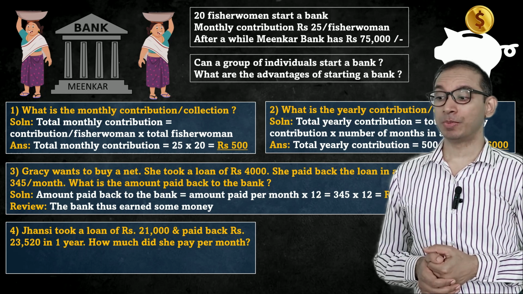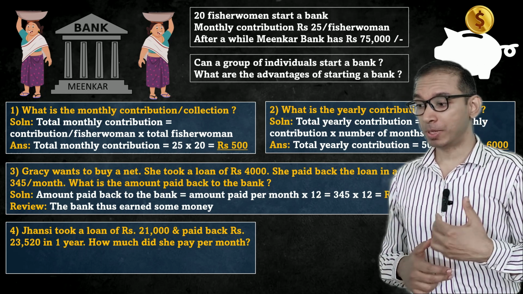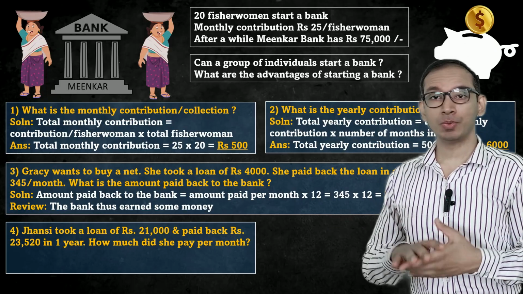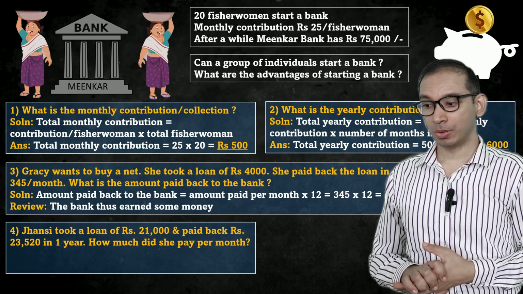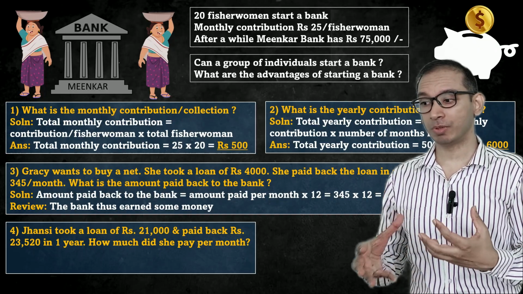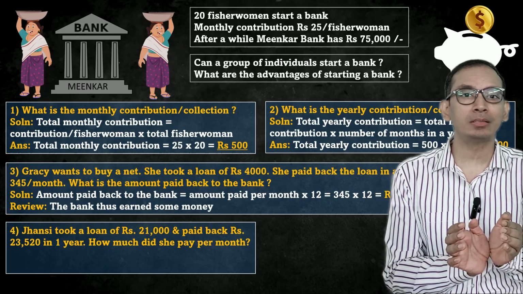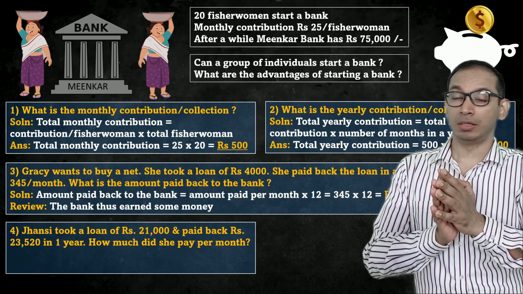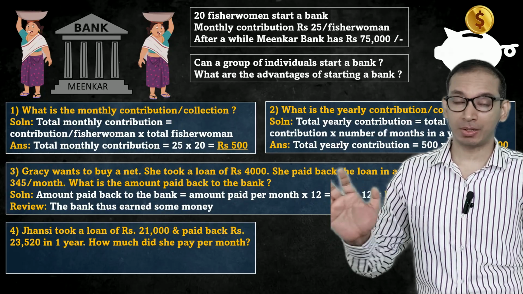Jhansi took a loan of rupees 21,000 now. So now people are taking bigger loans. So Gracie was the first one. She took a loan of rupees 4,000 to buy a net. Now they're learning the business. Each of these fisherwomen, they're doing small things. They've not started the fish drying factory as yet.